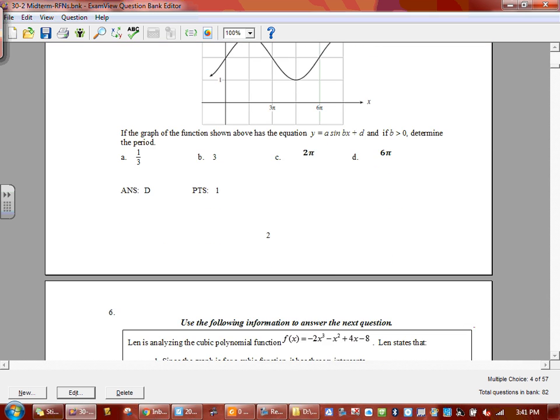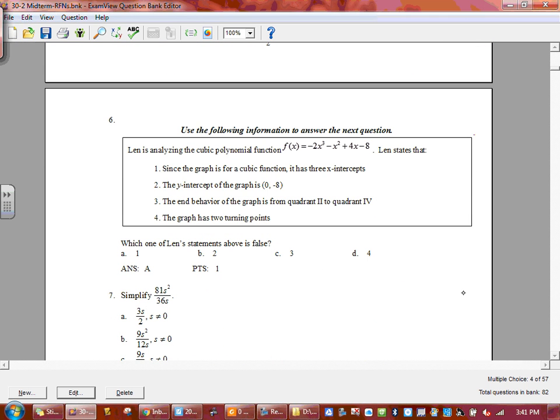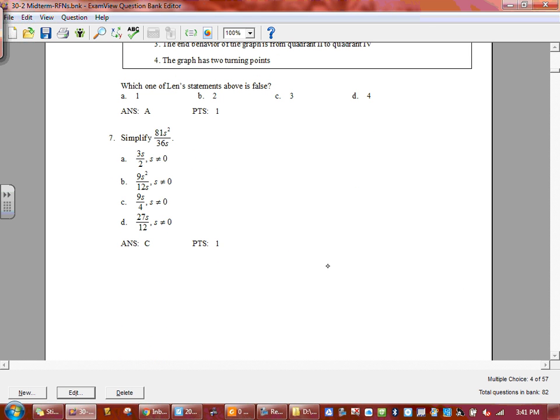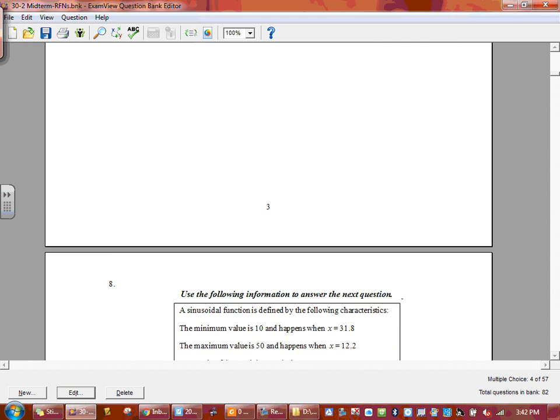So questions like, here's another polynomial, here's some things, which ones are true or false? Statements about them. Here's a straight up simplify. What can you math bracket out of that? You would take 81 divided by 36 and literally math bracket. And then you subtract your s's. So there'd be no s on the bottom. So straight up little questions like these.